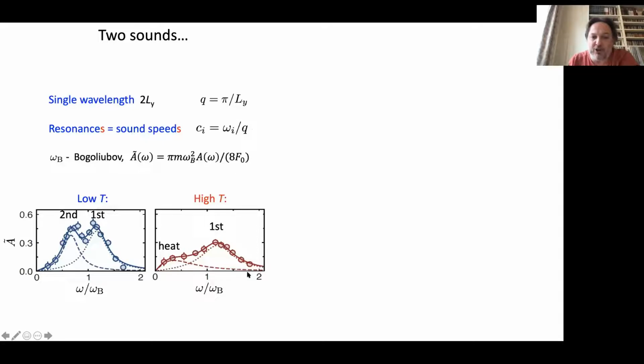And then at the high temperature, the first sound is still there, and you see there's actually some kind of shoulder here on the left, and I won't go into detail of that today. But that's actually the overdamped diffusive heat mode, which is what the second sound turns into above the critical temperature. So these are just two different temperatures right here.